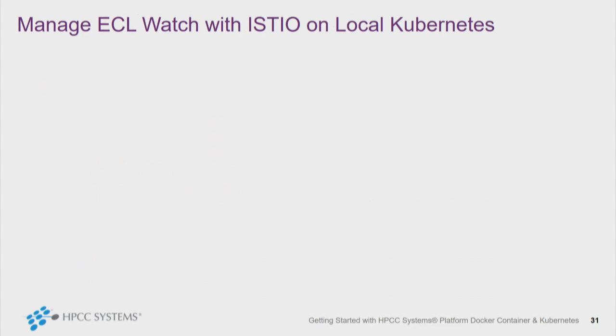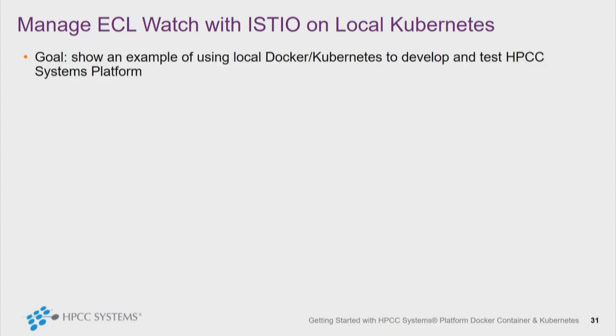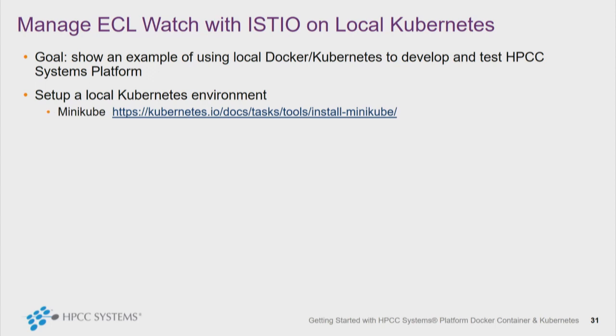Okay, so deploying on the cloud is good. But sometimes you want to work locally with your Kubernetes. So what we show here is using local Docker Kubernetes to develop and test HPC platform features. To set up a local Kubernetes, there is a recommended way, called Minikube, that is provided by Kubernetes and works on Windows, Linux and Mac.